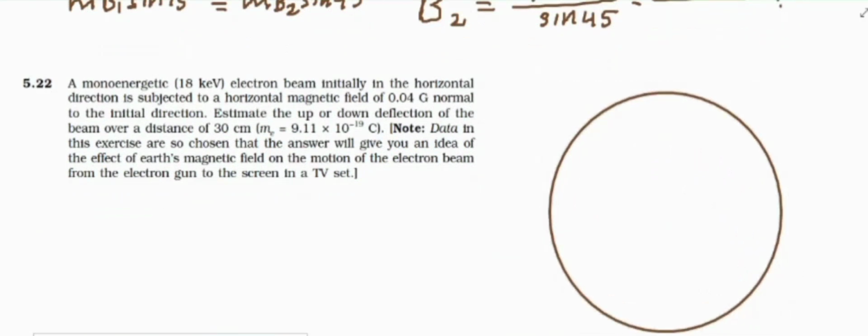A monoenergetic electron beam is traveling like this. The moment it reaches here, a magnetic field is applied. So naturally, in a magnetic field, a charge follows a circular path. Now here, what happens? The charge now follows a circular path, and what we have to calculate is according to the question.